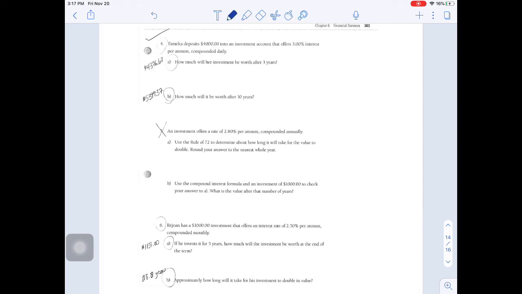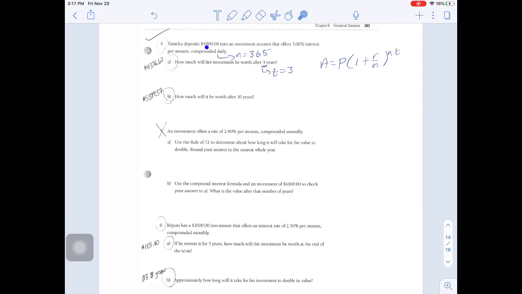So compounded daily, you can try this one out on your own. Compounded daily, remember that's n equals 365. In this case, t will equal 3, right? And you're compounding, so you're going to use your friendly equation, P times 1 plus r over n to the power of n times t. So you should be able to do this one.